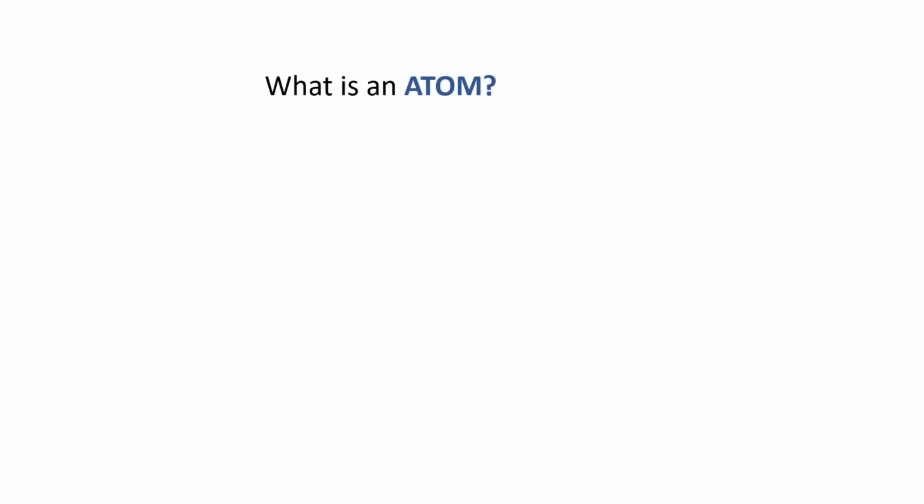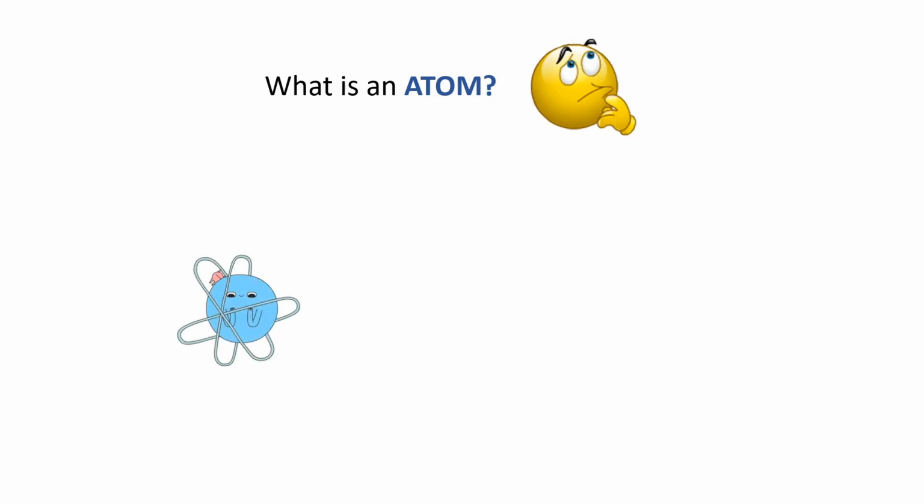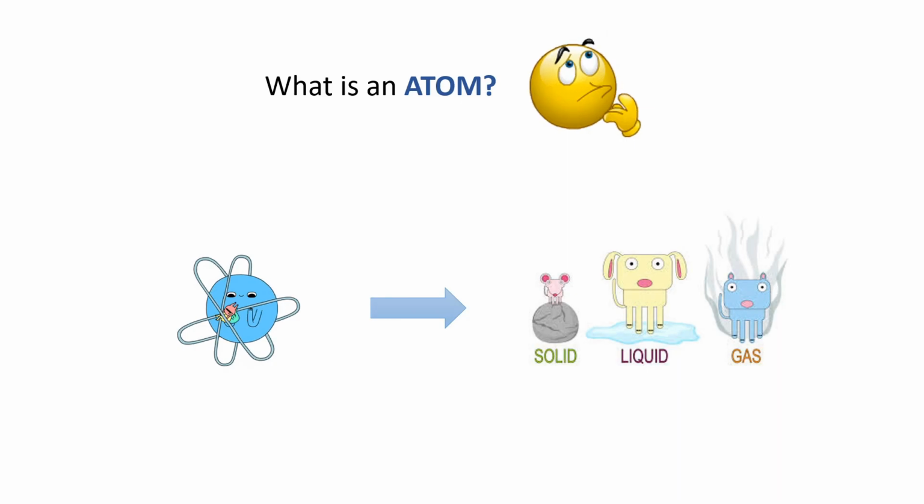Let's first understand what an atom is. So basically, an atom is the smallest or the tiniest part of matter. Now matter can be anything. It can be solid, liquid or gas. So if we break matter into the smallest pieces, it would be an atom. It is just like the cell is the smallest and fundamental unit of our body.